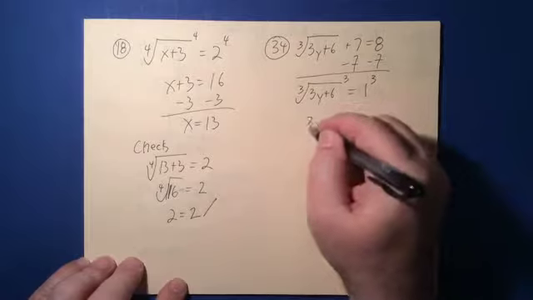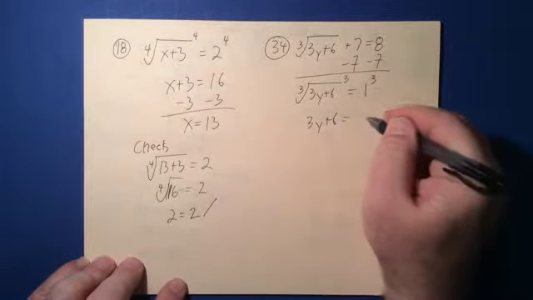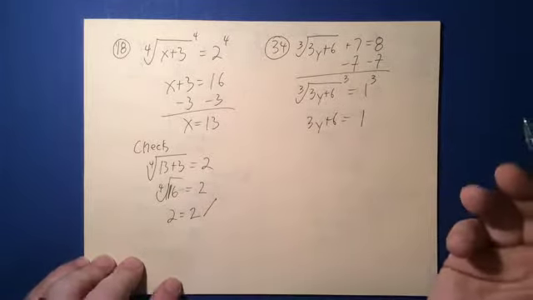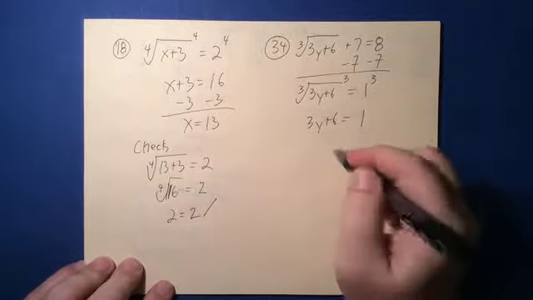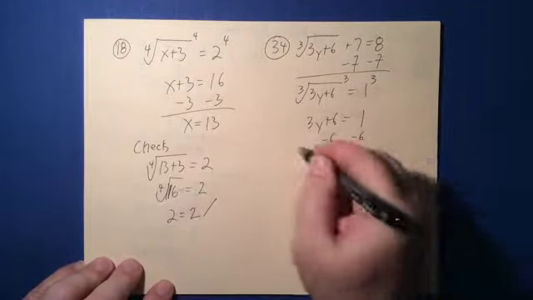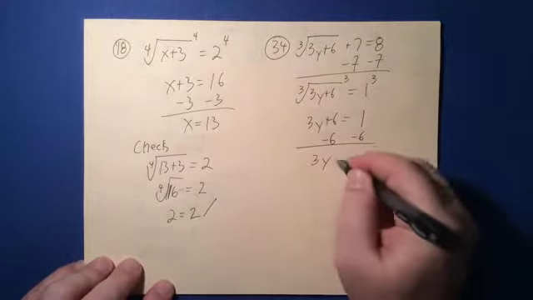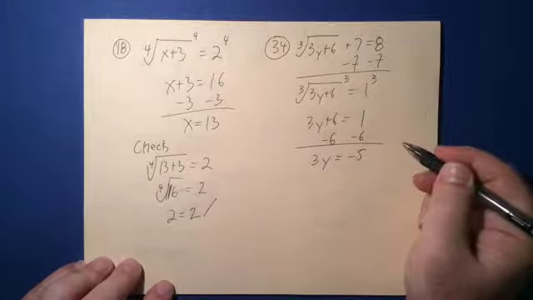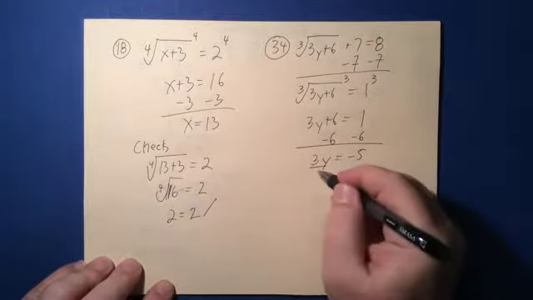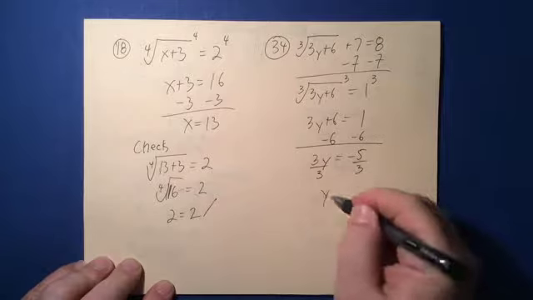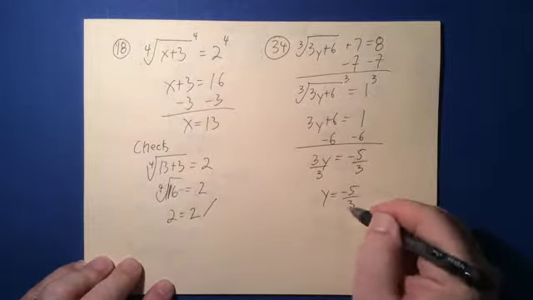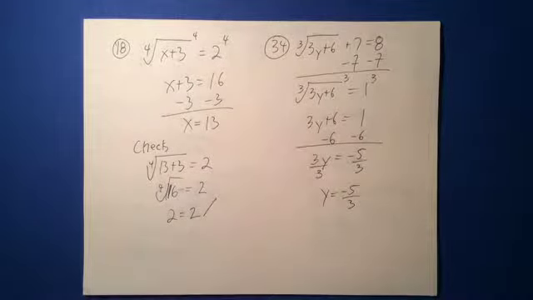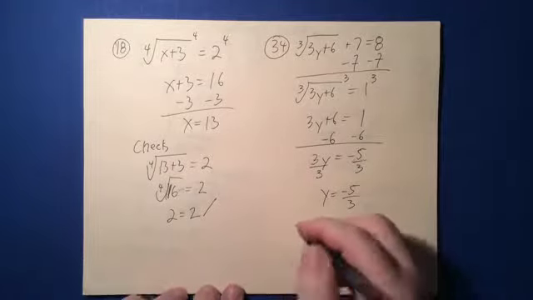That's going to give me 3y plus 6. Well, that's not too bad. 1 cubed is equal to 1. From here, I'll subtract 6 from both sides, where I get 3y is equal to negative 5. Then I'm going to divide by 3 to get y equals negative 5 over 3. I'll show you the check for this one.